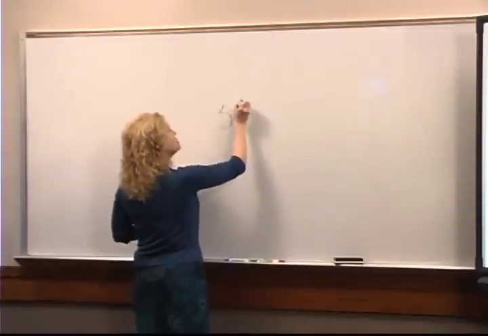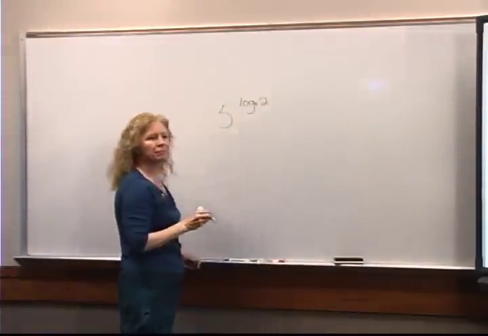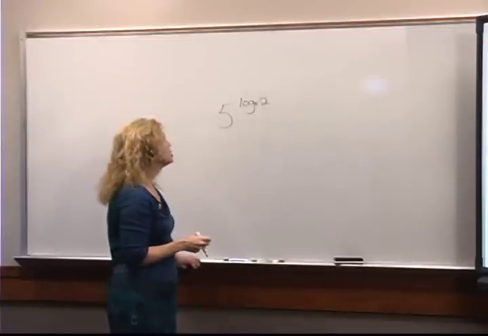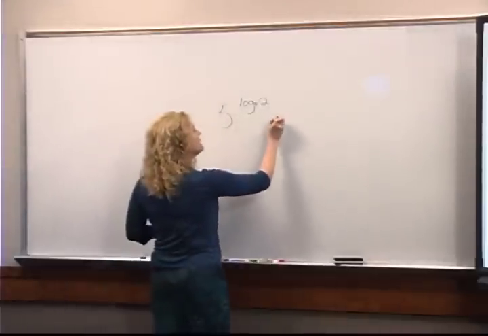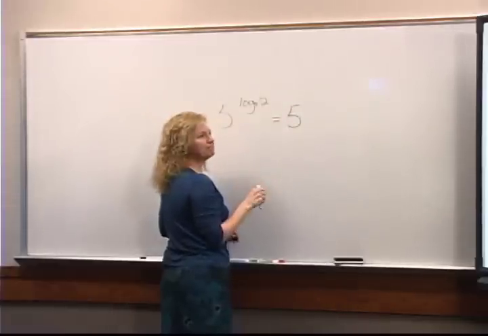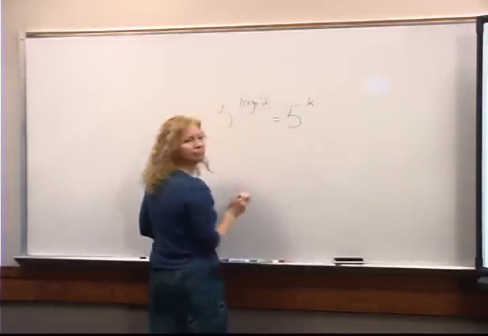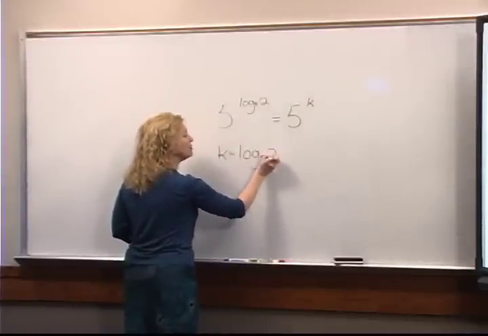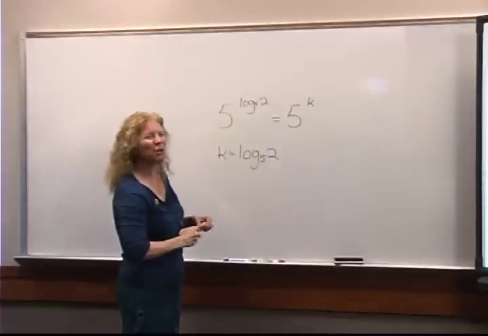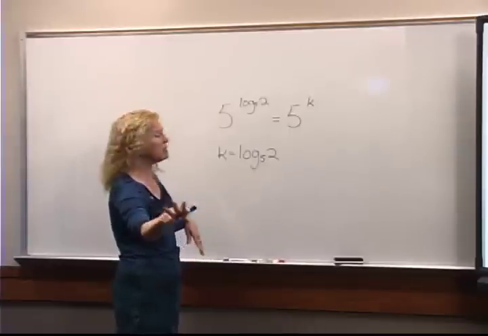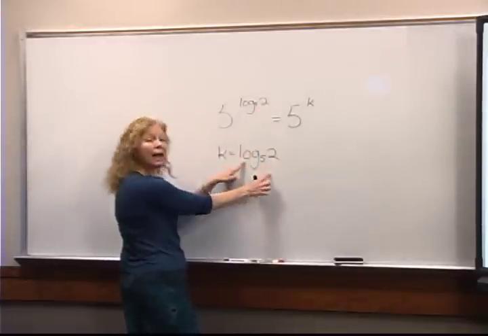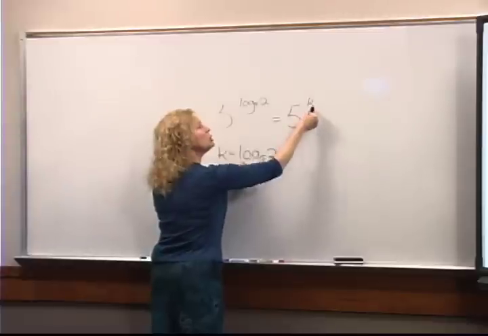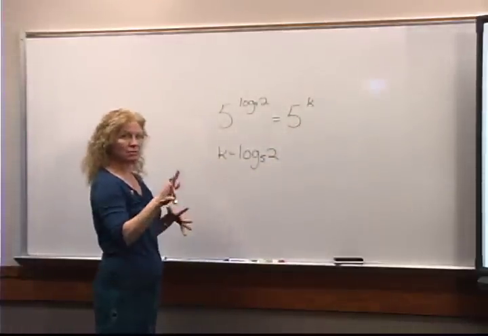Five raised to the log base 5 of 2. Now what I'd like to do is pull that exponent off for a moment. I'd like to do a substitution. We're going to let him be, let's say, k. So what I want k to equal is log base 5 of 2. Now I know you might say, I have no idea why she would do that. Just go with me. Would you agree that it is okay for me to rename that? And if I rename it, then what I'm really looking for is 5 to the k, right?